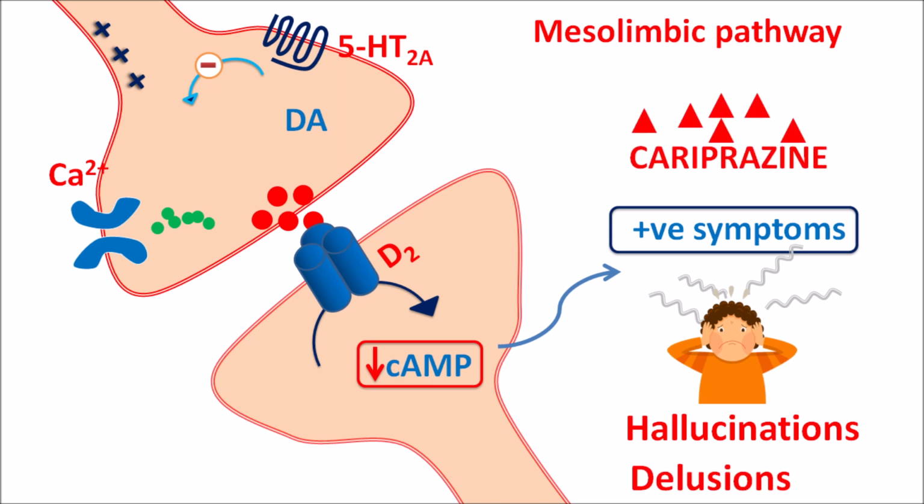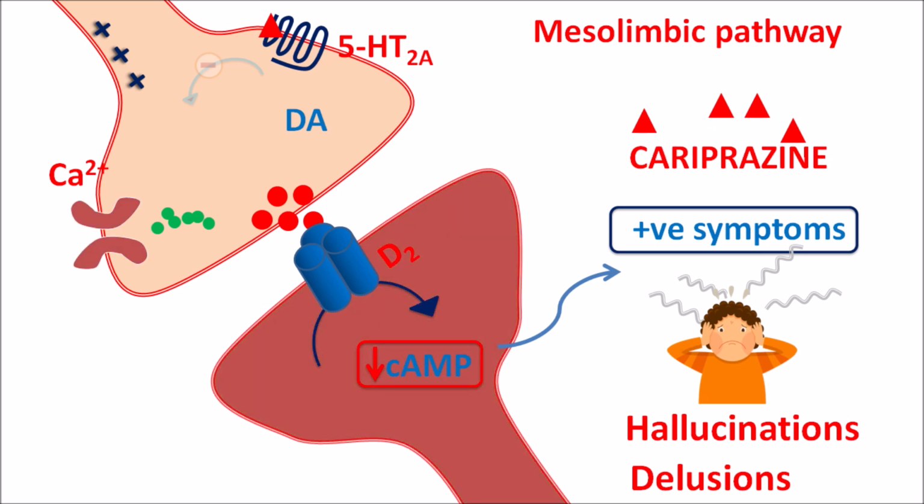Now, cariprazine is one of the drugs which can block these 5-HT2A receptors. Thereby, it can inhibit the release of excitatory neurotransmitters such as glutamate. And it can also block the D2 receptors, thereby reducing the positive symptoms within the psychosis. In this way, cariprazine acts as an antipsychotic as well as treating bipolar mania.